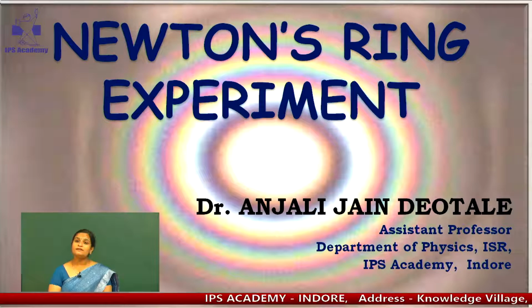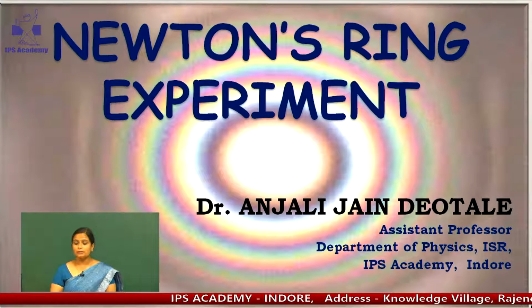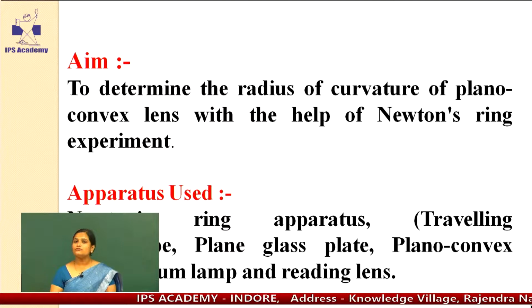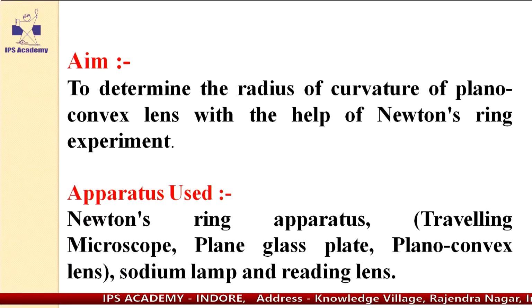So today we will see the Newton's ring experiment. The aim of the experiment is to find out the radius of curvature of a plano-convex lens with the help of Newton's ring experiment. And the apparatus required for this purpose are Newton's ring apparatus, which includes travelling microscope, plain glass plate, plano-convex lens, sodium lamp and reading lens.